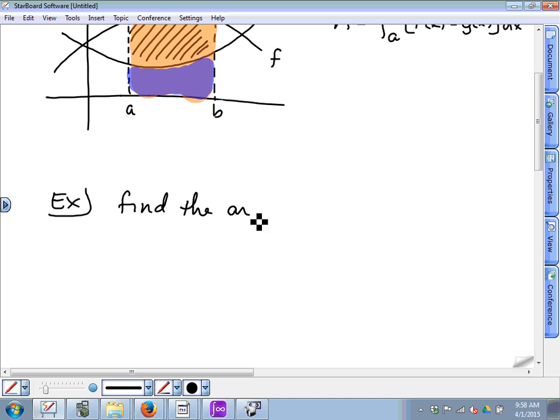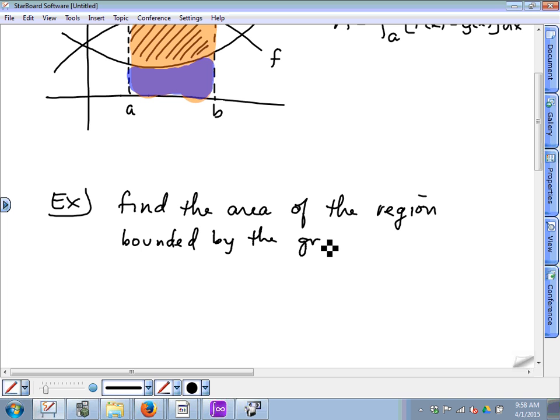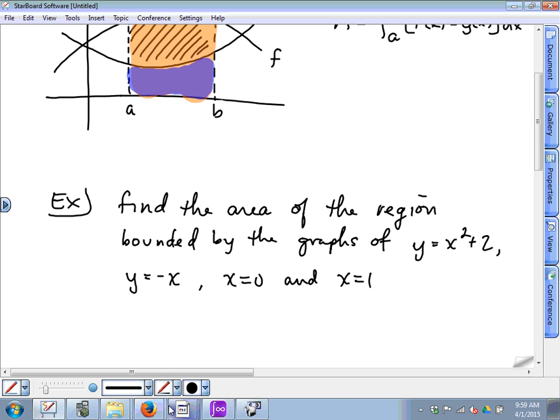Okay, find the area of the region bounded by the graphs of y equals x squared plus 2, y equals negative x, x equals 0, and x equals 1.